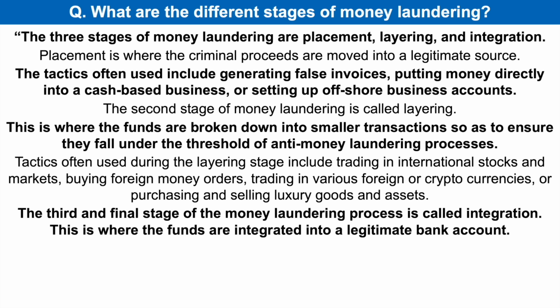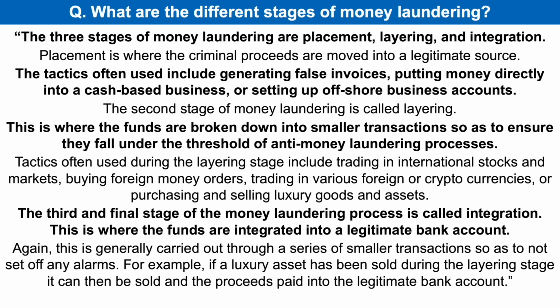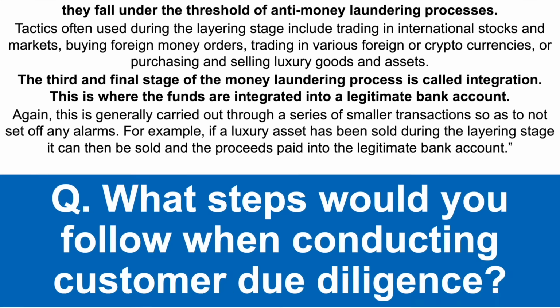The third and final stage of the money laundering process is called integration. This is where the funds are integrated into a legitimate bank account. Again, this is generally carried out through a series of smaller transactions so as to not set off any alarms. For example, if a luxury asset has been sold during the layering stage, it can then be sold and the proceeds paid into the legitimate bank account. So that's a really good answer. It shows that you thoroughly understand the different stages in money laundering.